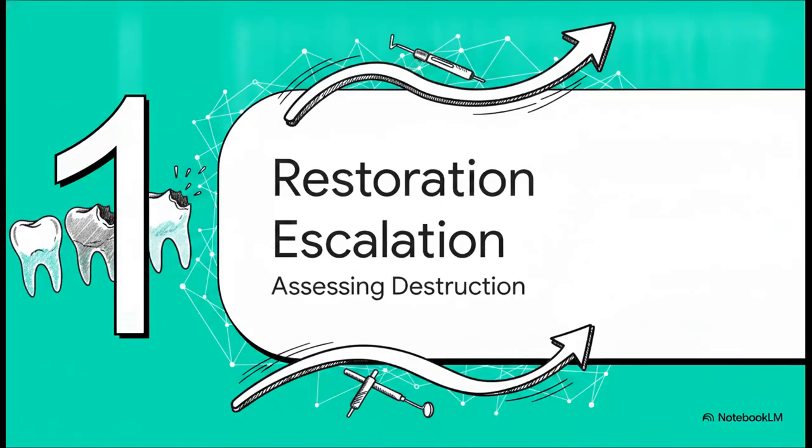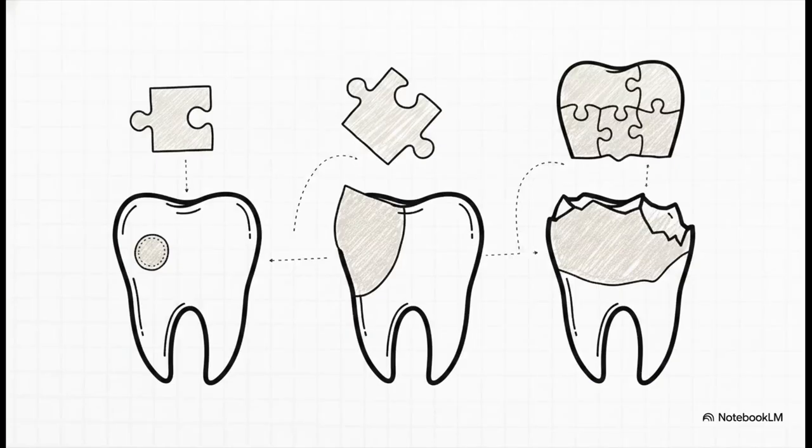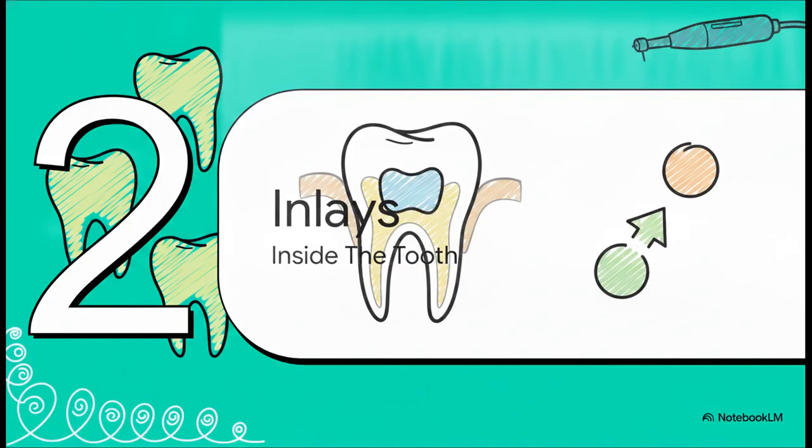Number 1. The Restoration Escalation, assessing tooth destruction. Okay, the absolutely crucial takeaway here is that our restorative solutions have to scale up proportionately with the severity of the tooth's destruction. The clinical picture completely depends on the size and the localization of the defect. We're focusing on indirect restorations today, meaning they're custom fabricated outside the mouth, often in a dental lab or using CAD/CAM technology. And the ultimate deciding factor for which one to use is exactly how much of that natural tooth architecture is missing.